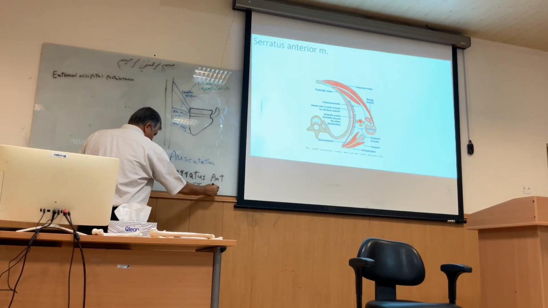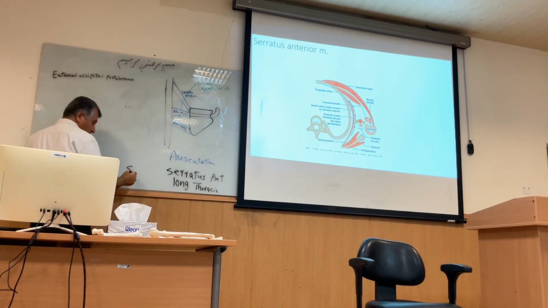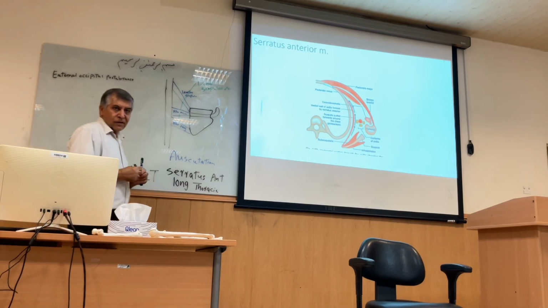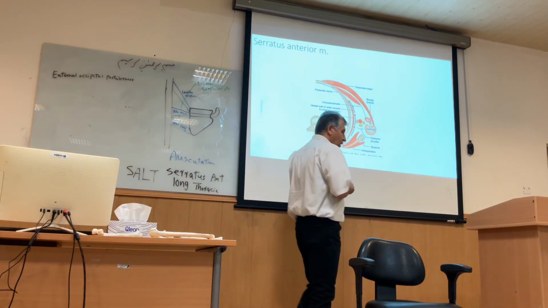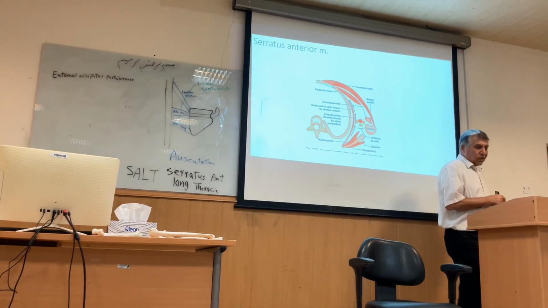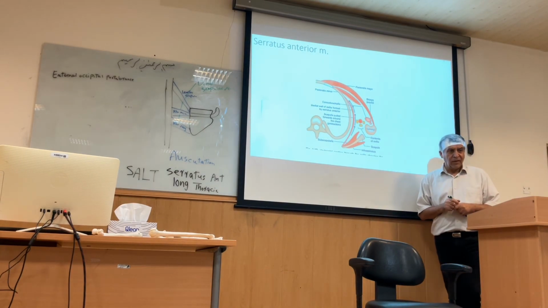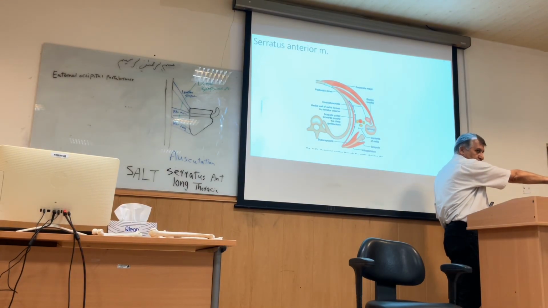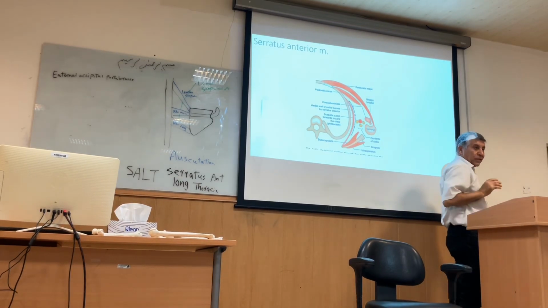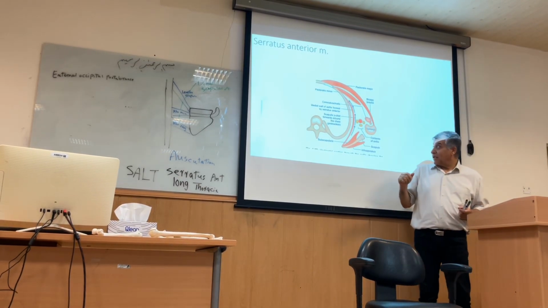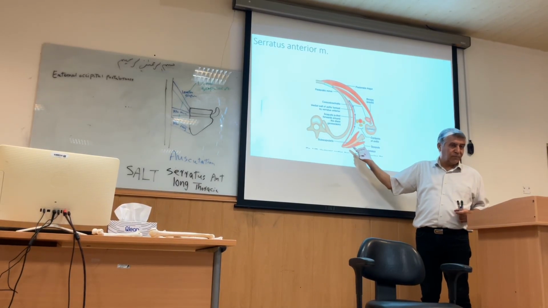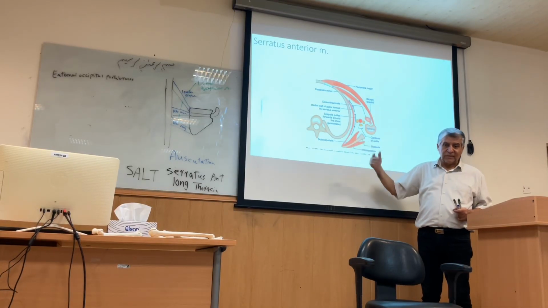For memorizing: serratus anterior is innervated by long thoracic. Serratus anterior innervated by long thoracic. The function of this muscle is one: protraction. Protraction of the shoulder or the scapula.